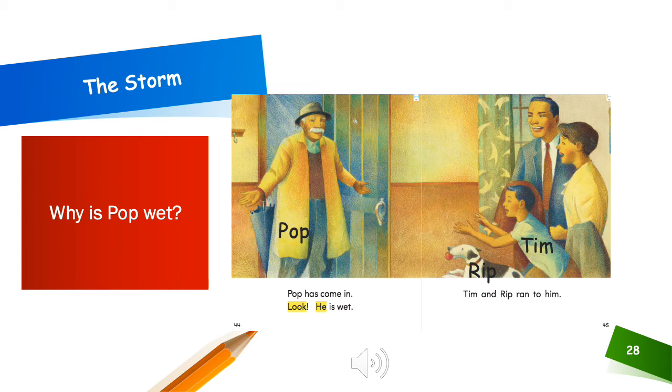Looking at this picture, I can tell that Grandpa is holding an umbrella. And also, it looks like it's raining outside. So maybe he got wet from the rain.